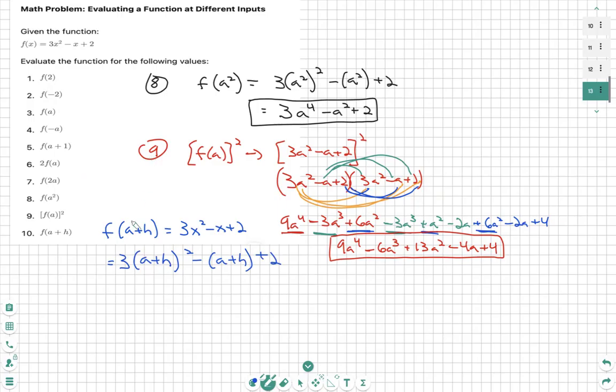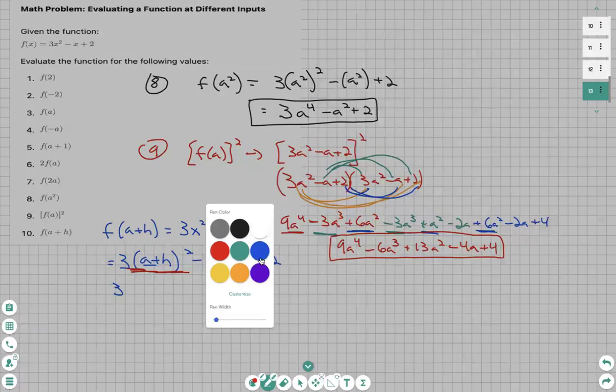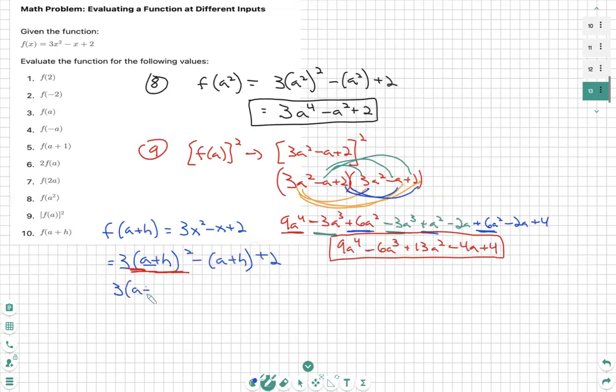And now just be very careful, because when you see this squared, that needs to set off alarms. We need to FOIL this and rewrite it as a plus h times a plus h minus parentheses a plus h plus 2. Perfect. Now we can FOIL the inside. Remember, when we FOIL, it's first, inside, outside, last. And this is how we FOIL.